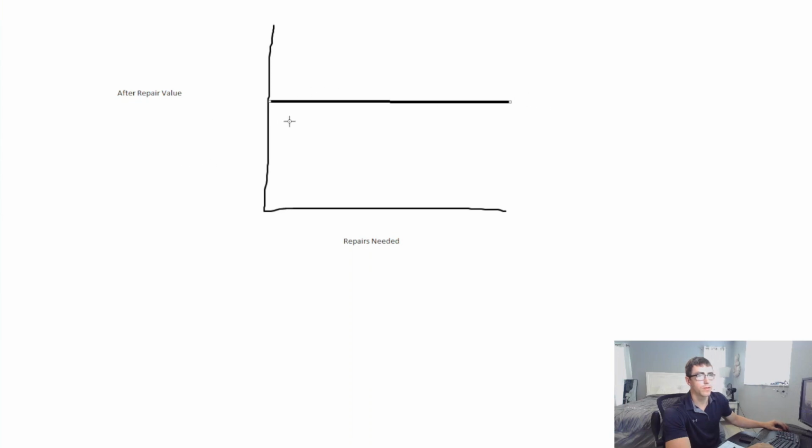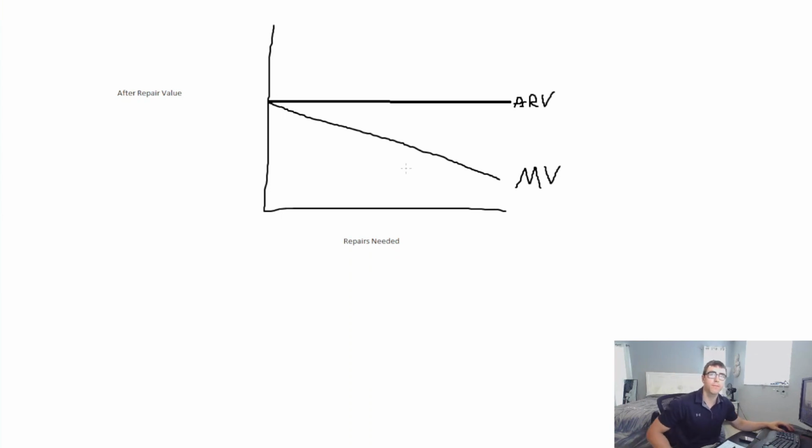And then here is another line, and this is what's important. So this is ARV, and this is MV. MV stands for market value. So this is what the property is actually going to sell for, is MV or market value. And you can see that there is a gap in between ARV, after repair value, and market value as the repairs needed goes up.